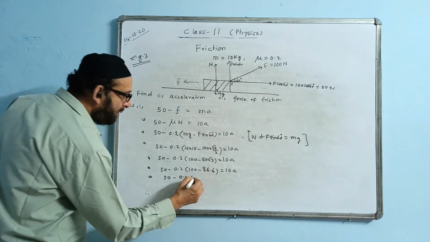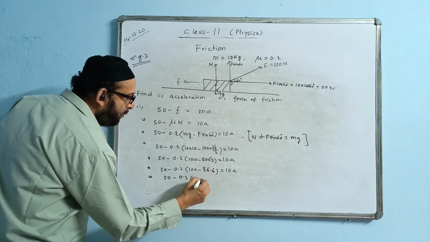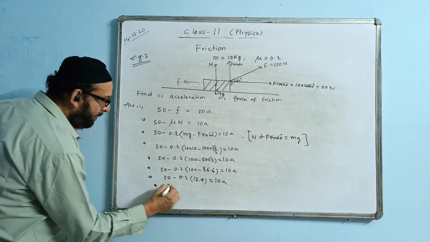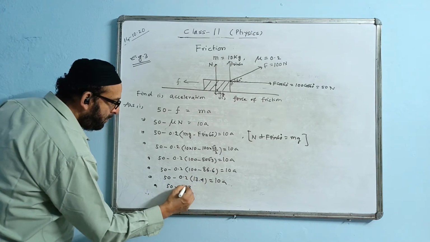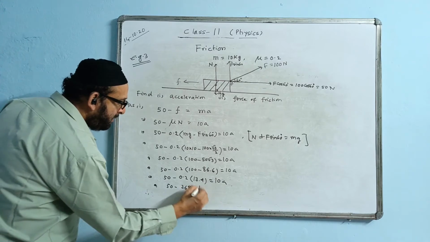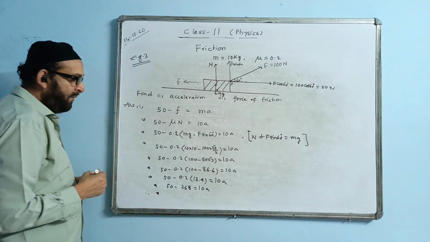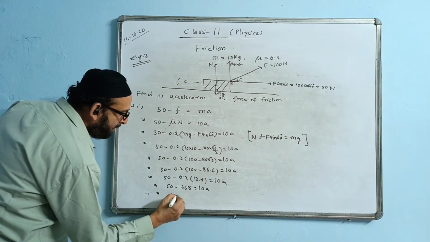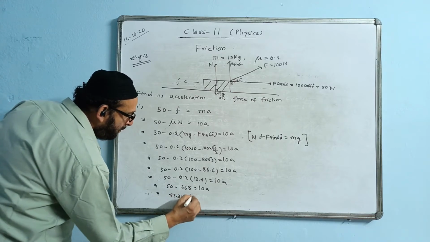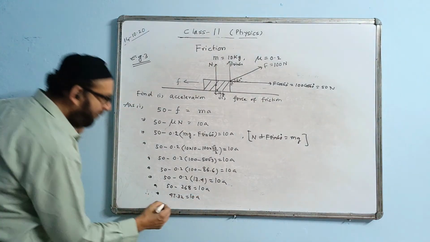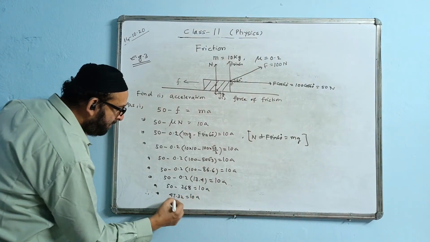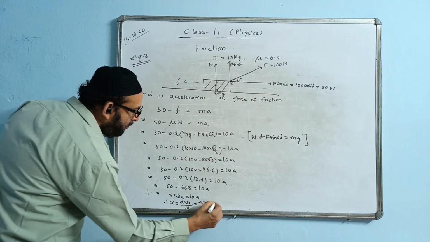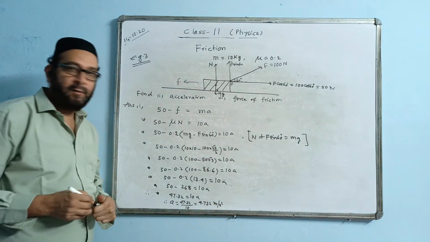So we get 50 minus 0.2. 100 minus this will subtract. The answer will come 13.4. 50 minus multiplying these two, this will come 2.68, equal to 10A. 50 minus 2.68 will subtract. The answer will come 47.32 is equal to 10A. Therefore, A value will come this divided by this, 47.32 divided by 10, which is 4.732 meter per second square. This is the value of A.